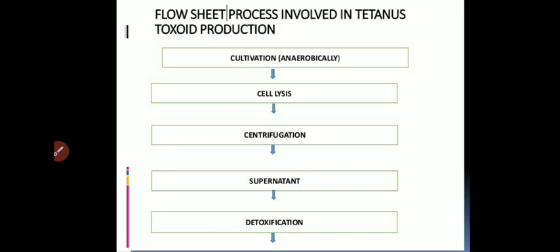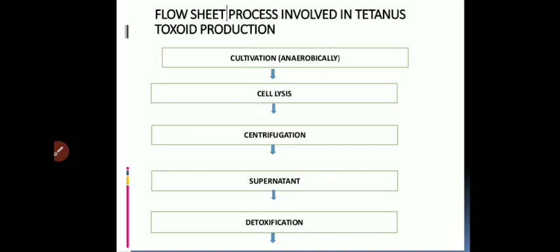Here is a flow sheet of the process involved in tetanus toxoid production. The first step is cultivation. Clostridium tetani is an anaerobic organism, so the addition of Clostridium tetani is carried out anaerobically in the medium, after which, as it produces exotoxin, cell lysis, the breakdown of cells, is carried out once the incubation process is completed.